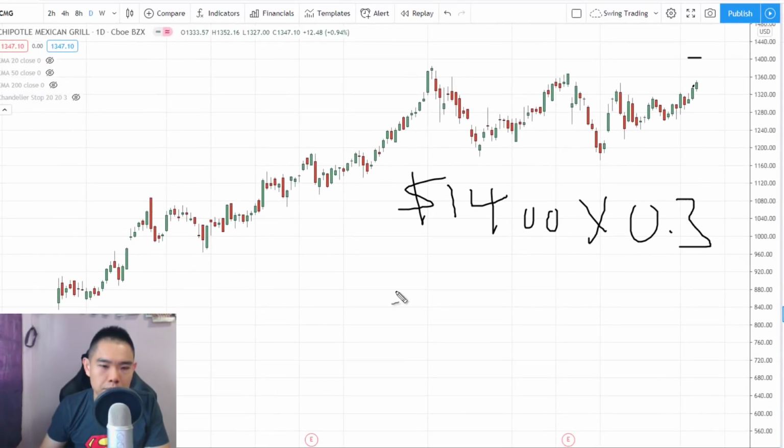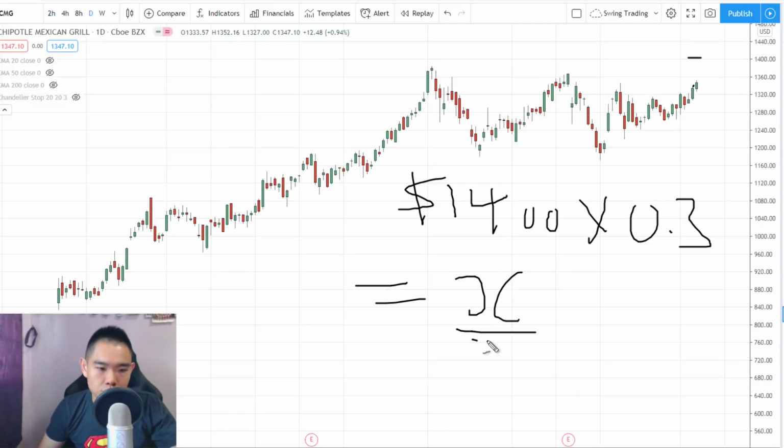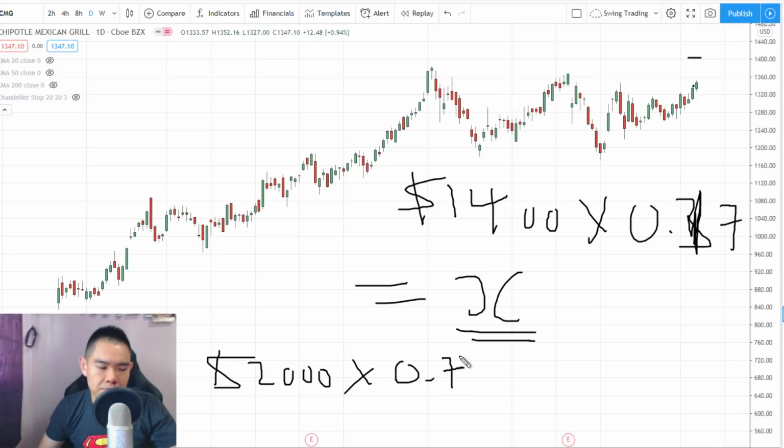You just take 1,400 multiplied by 0.3 and you get X. I don't know what X is right now because I don't have my calculator with me, but that would be my trailing stop loss. So if the market goes up to, let's say, $2,000, I'll just adjust my trailing stop loss, just multiply by 0.3. Sorry, this should be 0.7, my bad. Multiply by 0.7, and it will give me a value of, in this case, $1,400. So my trailing stop loss will be at $1,400. This is what we mean by having a 30% trailing stop loss.